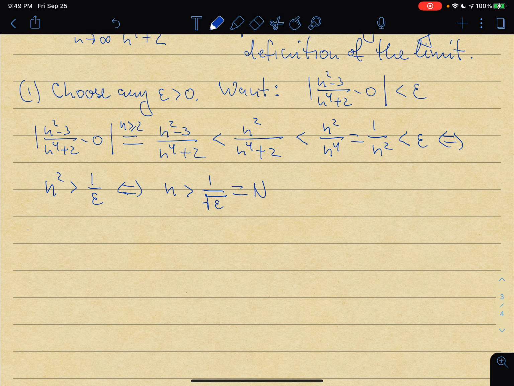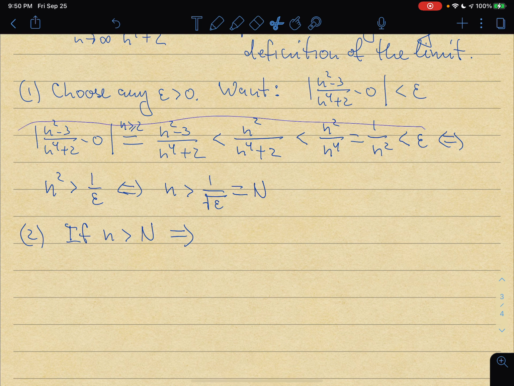So then part number 2, if little n is bigger than capital N, then what will happen? Then I can follow this chain of inequalities backwards, right? If n is bigger than 1 over square root of epsilon, then n squared is bigger than 1 over epsilon, then all of this is true, and therefore that is true.